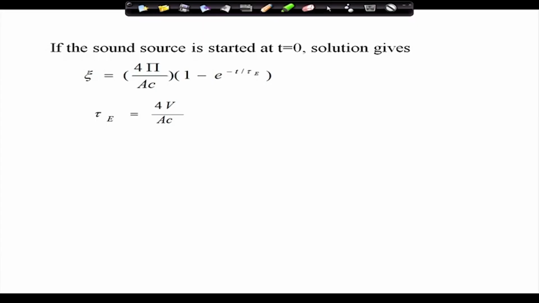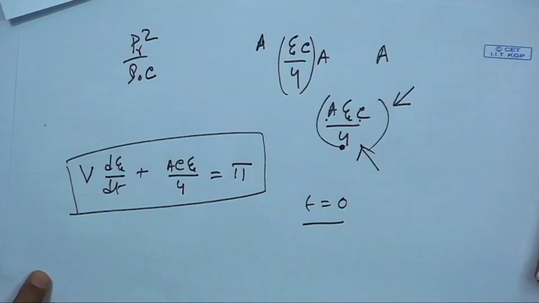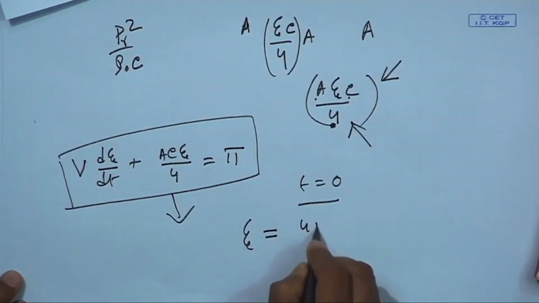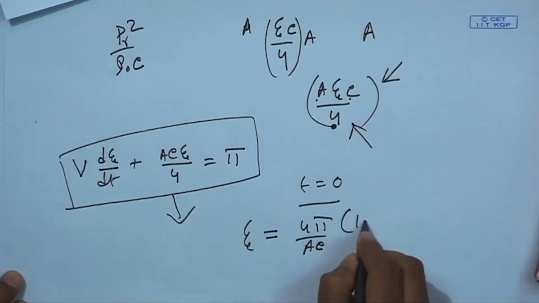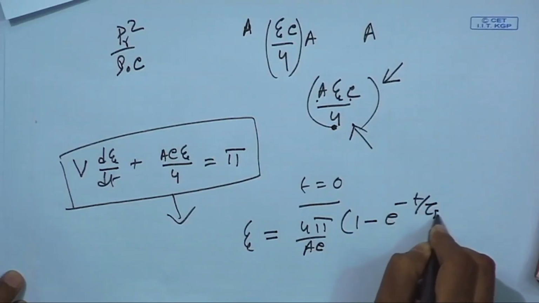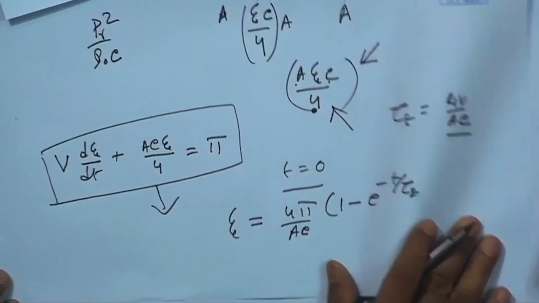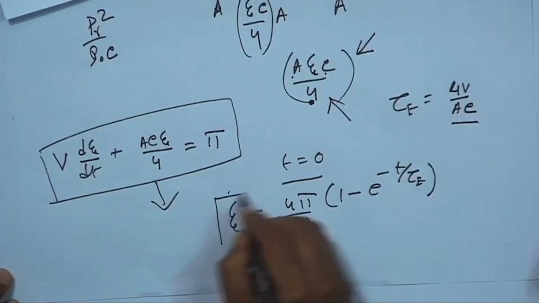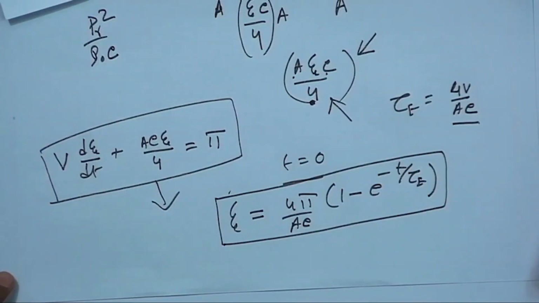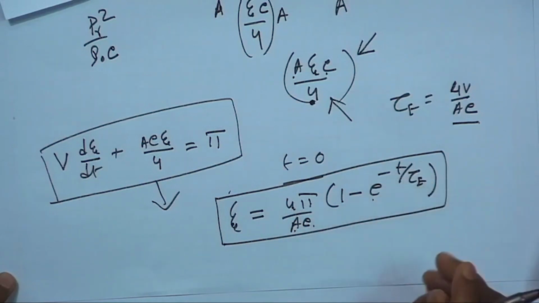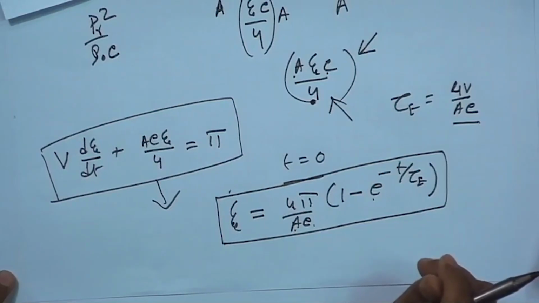Now, if the sound source is started at t equal to 0, I can get a solution. Before t equal to 0 there is no energy; it starts from 0. So, I can get the solution with the initial condition at t equal to 0. Then the solution will be psi is equal to 4 pi by AC into 1 minus e to the power minus t by tau e, where tau e is nothing but 4 V by AC. This is the energy density expression. This way, along the time, the sound energy density will increase.